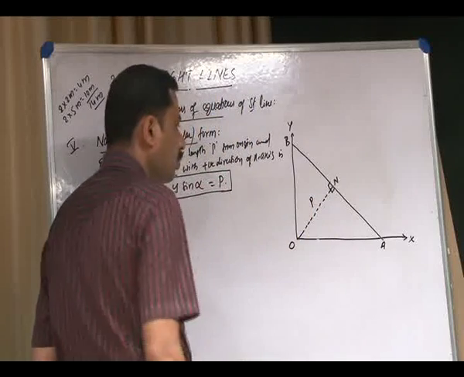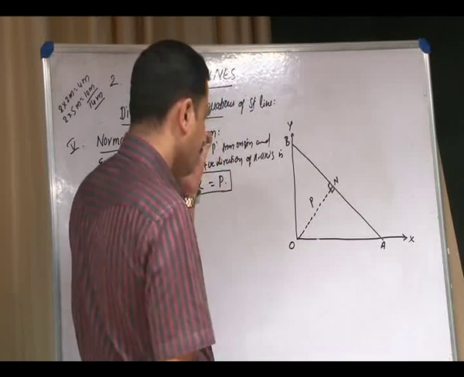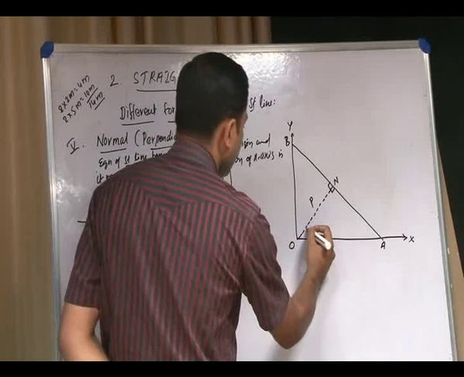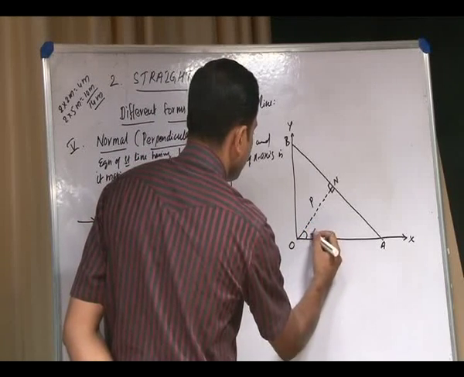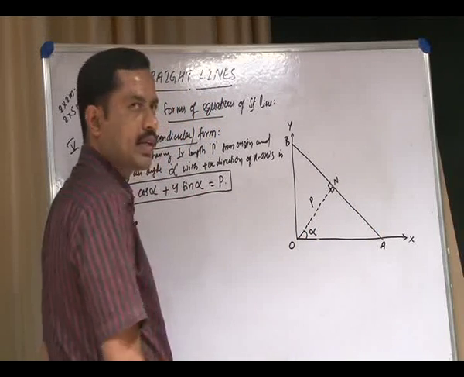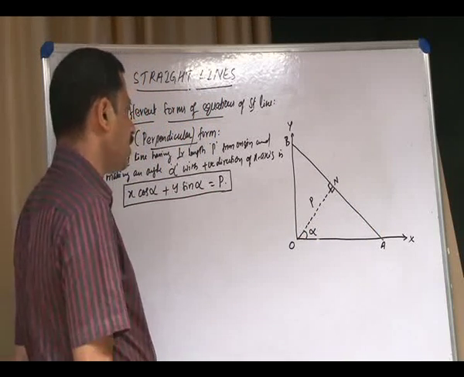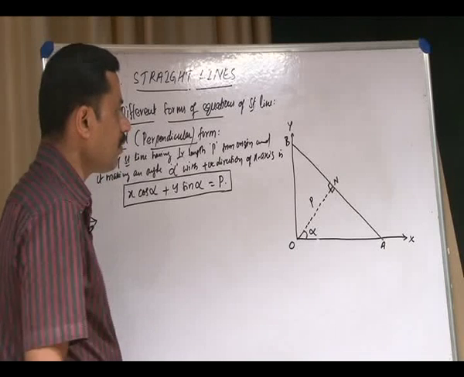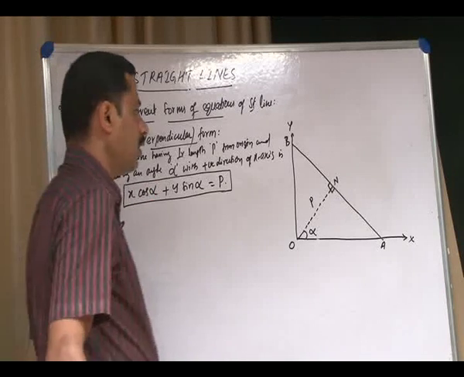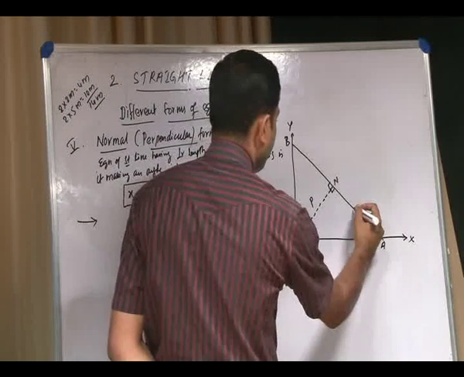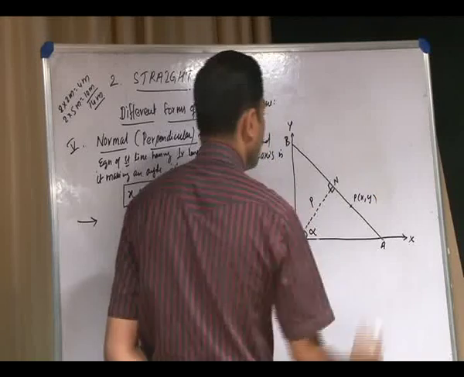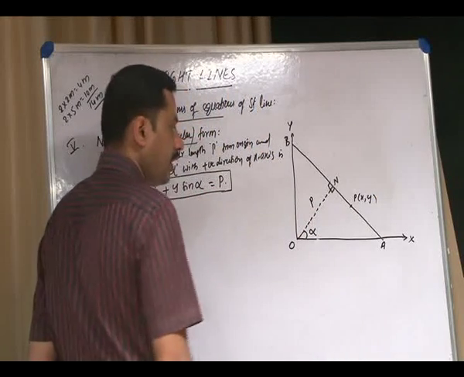So this length ON is equal to p here, that is the length of the perpendicular or normal, and it makes an angle alpha with the positive direction of x axis. So to derive this equation, let us consider P(x, y). Let P(x, y) be any point on the straight line.